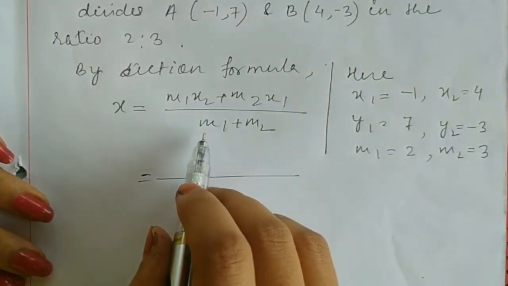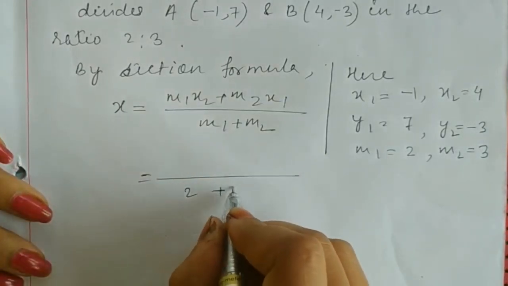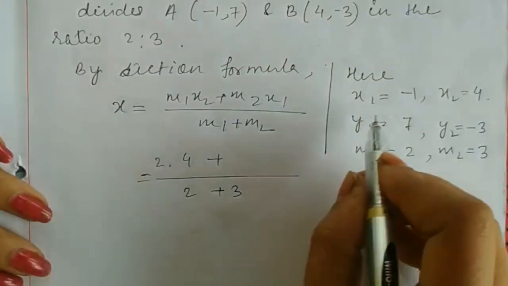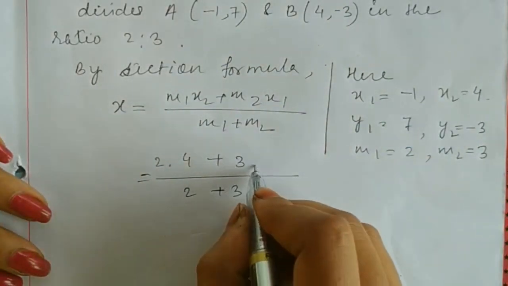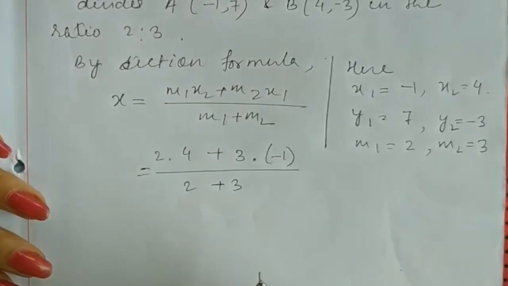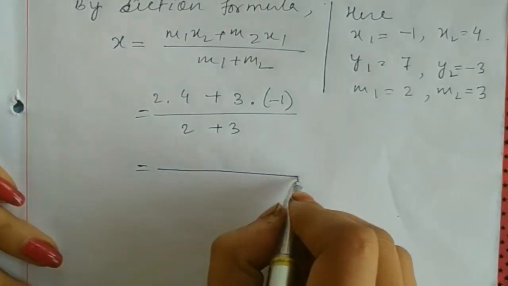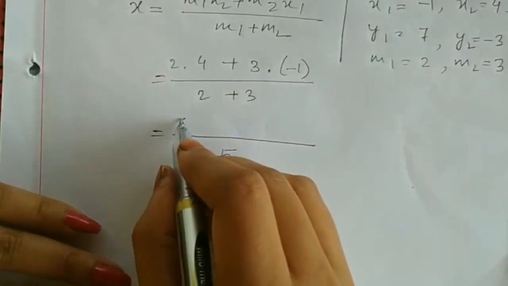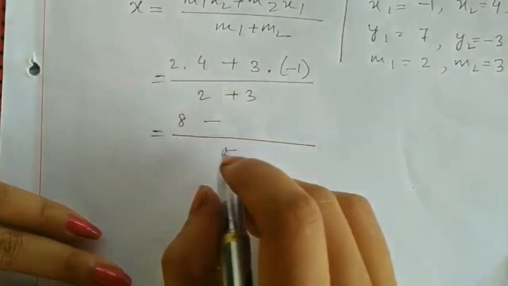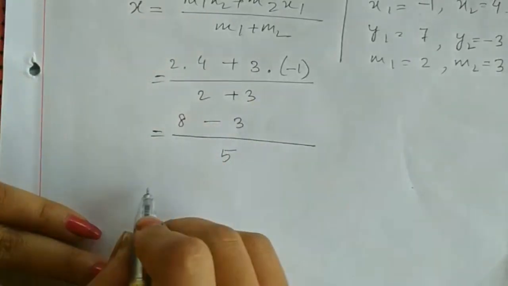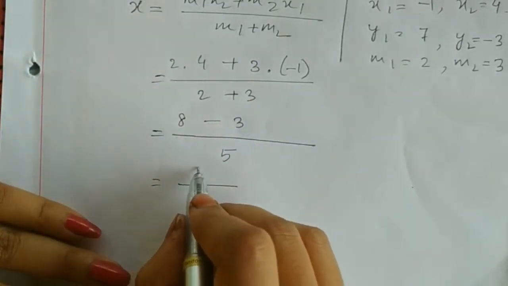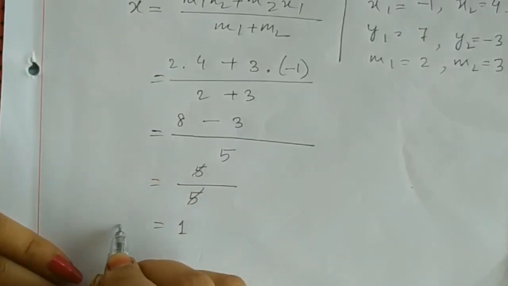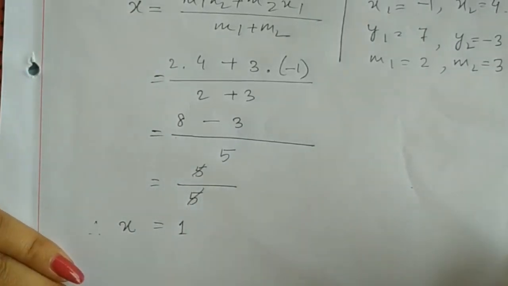So just put the values, m1 is 2, m2 is 3, 2 and x2 is 4, plus m2 is 3, next one is -1. Then 2 plus 3, how much? 5. And 2 4s are 8, plus minus 3 1s is minus 3, 8 minus 3 is 5, 5 by 5, that means 5 cancels, equals 1. Therefore x equals 1.